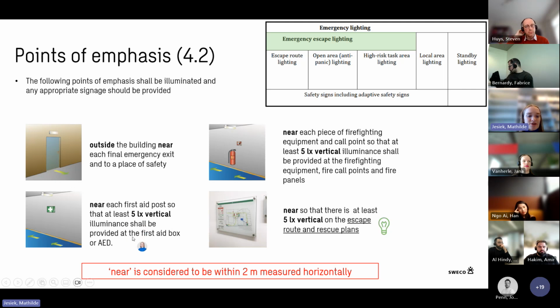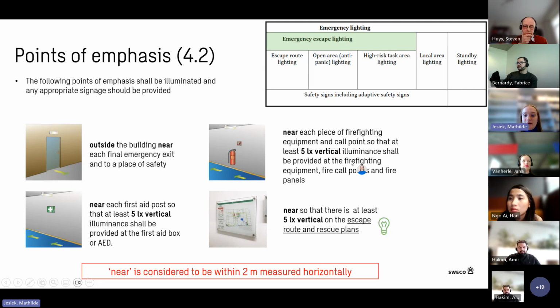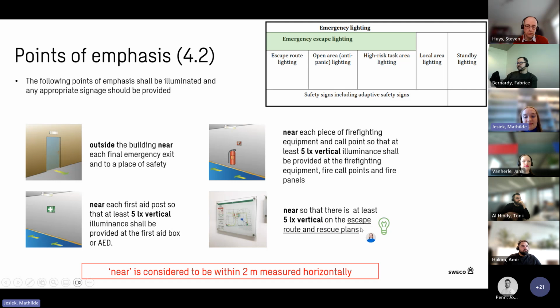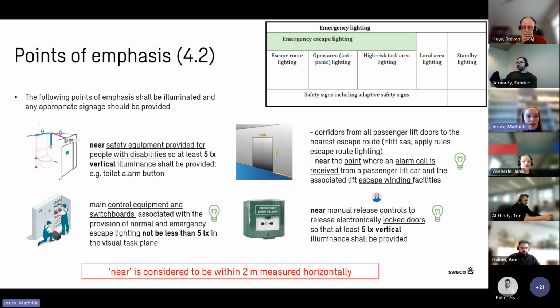So this is more about first aid posts and AED systems. Then near firefighting equipment or fire hoses and call points, so push buttons. And then also a new one in the norm, the escape routes and rescue plans, which are often close to the evacuation doors. So this is a new one. So also look for those when you're designing an emergency light installation.